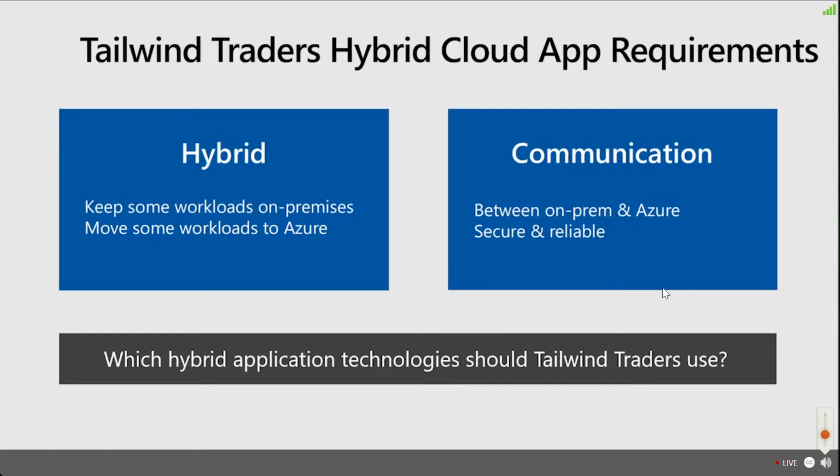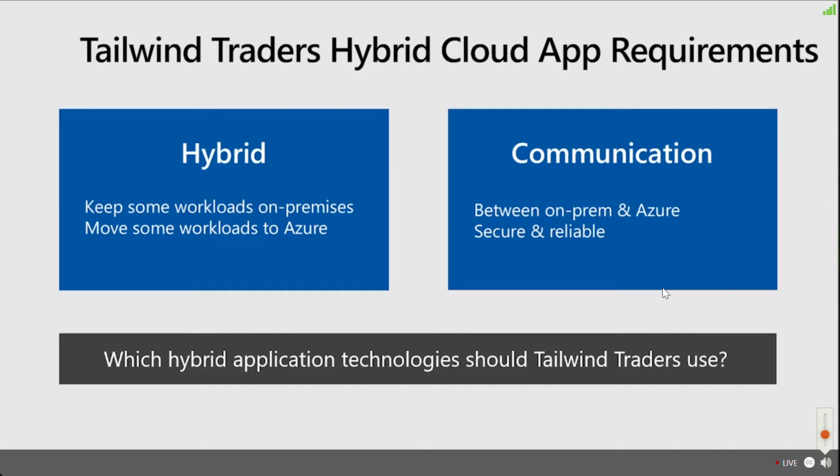So in this session, we're going to talk about all of the hybrid technologies that you can use with applications to make them work, not just migrating the entire application lock, stock and barrel to Azure, but instead how you can have a hybrid application where parts of the application might run in Azure, parts might run on-prem, or where the application runs on premises but is accessible to clients out on the internet where they access that application through Azure. So let's talk about Tailwind Traders' hybrid cloud application requirements.